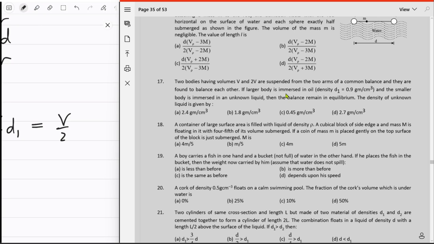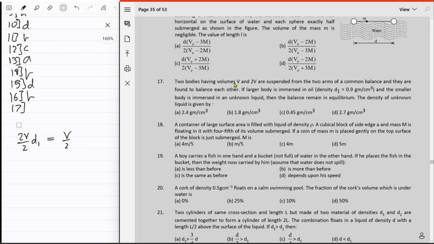Sure, the buoyant forces are equal, but how much of the volume is actually immersed? When it says immersed, I think it means fully immersed. Right, just assume the weight is very big and we can immerse it completely. So 2V times D1 is equal to V times D2, so D2 is 2 times D1, which is option B. Next question, 18th.